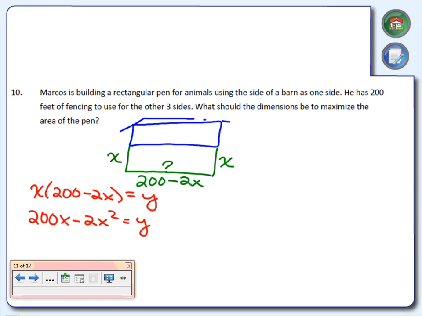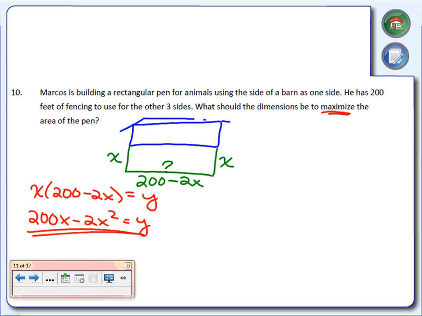What we're looking for are the dimensions. What should the dimensions be so that we maximize the area of the pen? Maximize. Keyword. Maximum. Vertex. We want to know what the vertex is, because if we know the vertex, we know what kind of area we're working with, and that will help us find the dimensions as well. So how do I find the vertex given this equation right here? Come on, guys, wake up. 200x minus 2x squared. How do I find the vertex?